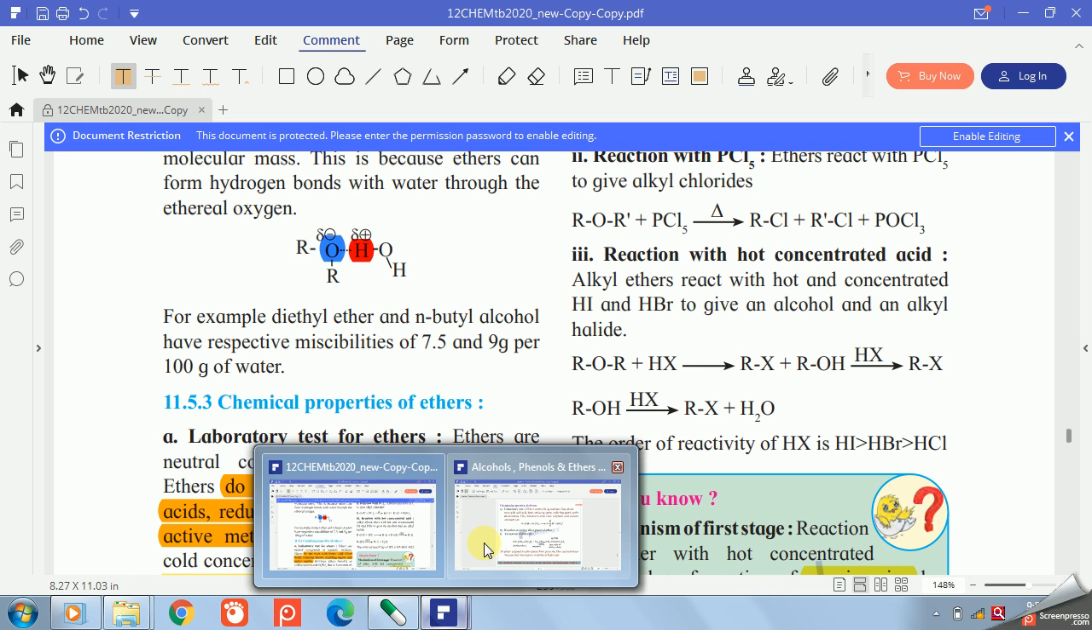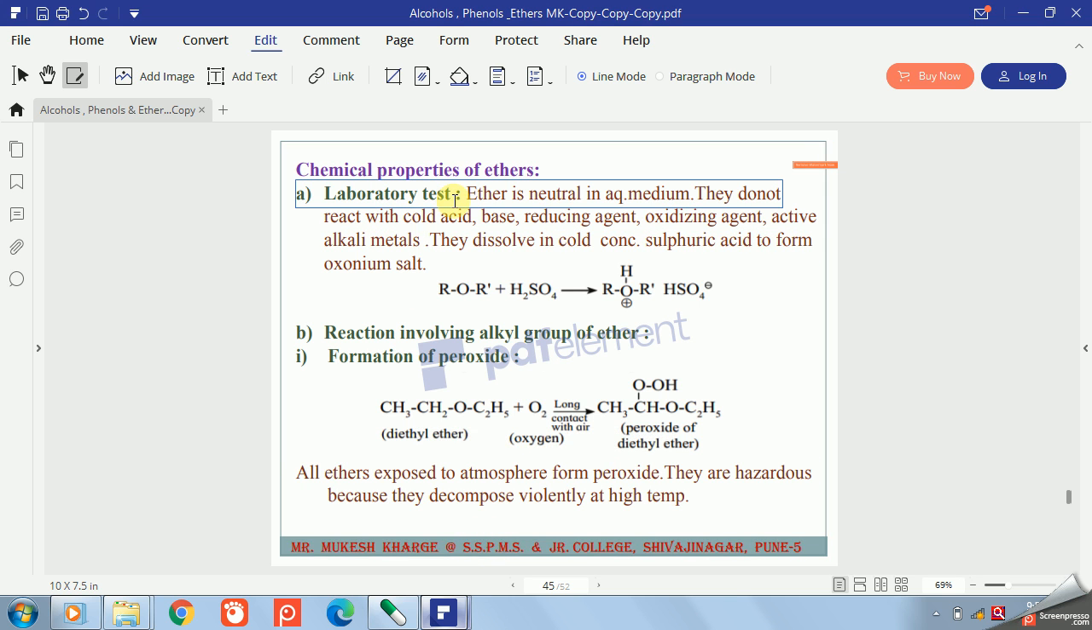Again, we turn to our next point, that is chemical properties of ethers. So the first property is the laboratory test. Ethers are neutral in nature, and if we use aqueous medium, means water as a solvent, they are neutral. They do not react with cold acid, base, reducing agent, oxidizing agent, or active alkali metals such as sodium, but they can dissolve in cold concentrated sulfuric acid, and when they dissolve they form oxonium ion.